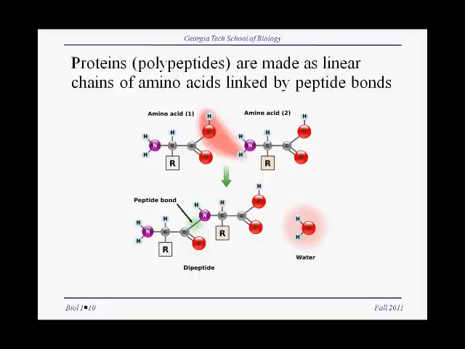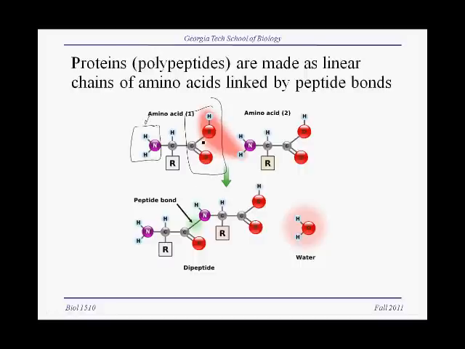So proteins are made of linear chains of amino acids linked by peptide bonds. This figure shows you both what an amino acid is and what peptide bonds are. So an amino acid, as the name implies, has an amino group, and this amino group is this nitrogen here with the 2 hydrogens sticking out. So that's amino. The acid part is the carboxylic acid.